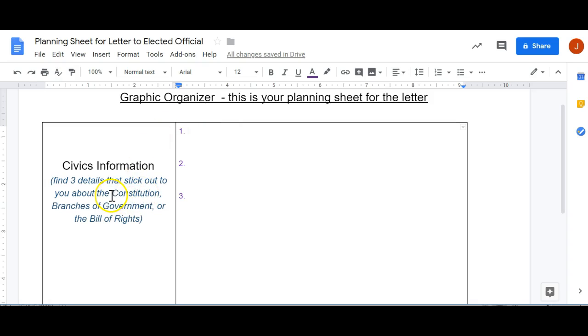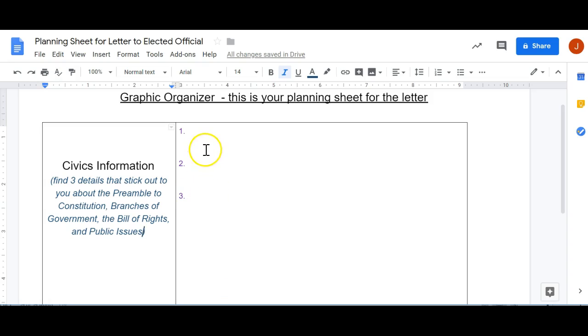And actually, I am going to add a category. There we go. See, I even have to reorganize sometimes. Okay, so civics information. Civics is another term for government, which we have been studying. All of these categories deal with different aspects of our government.